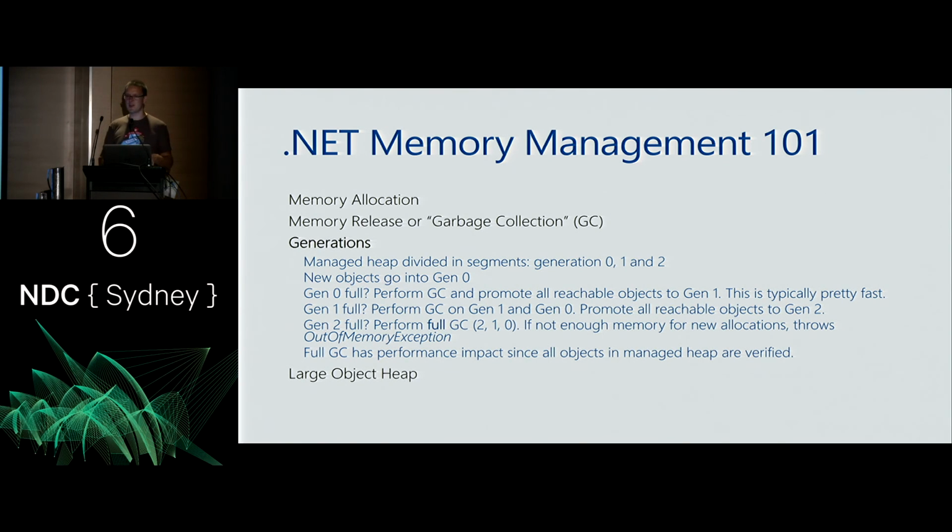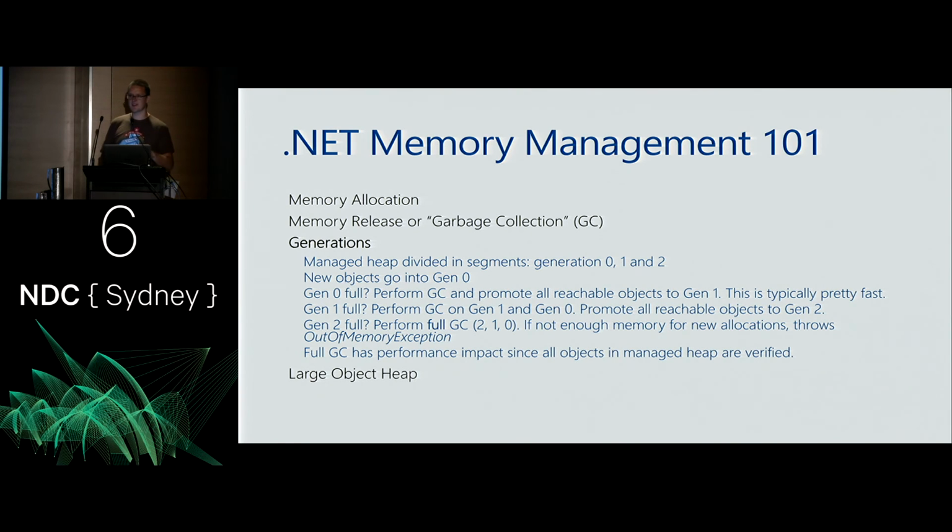Now, why these generations and why this moving of objects between those generations? Well, the reason for that is typically if you have short-lived objects, they don't have a lot of pointers to them. They are being used in one method and there's only one pointer. So it's really easy for the garbage collector to free it up, and the garbage collector can simply scan the entire thing and free up the memory there.